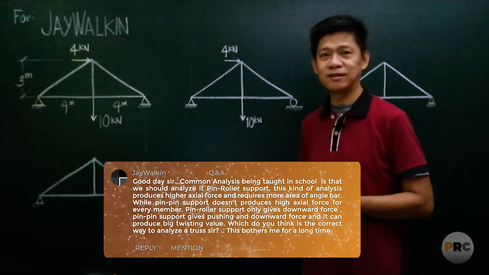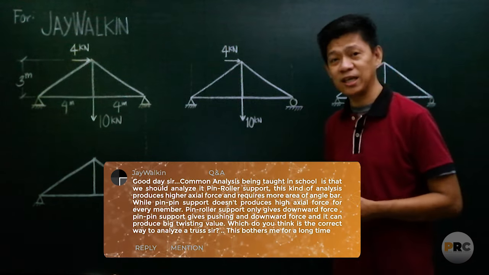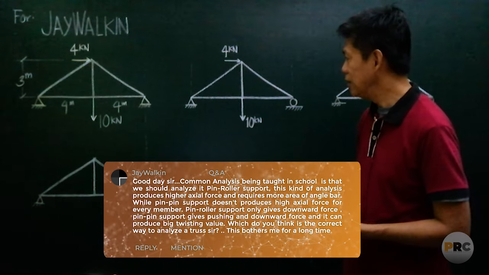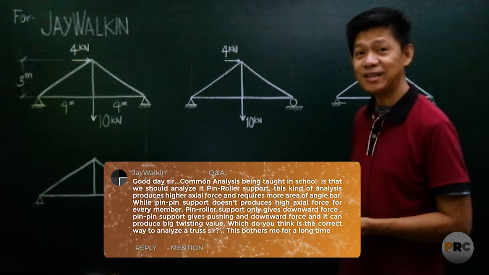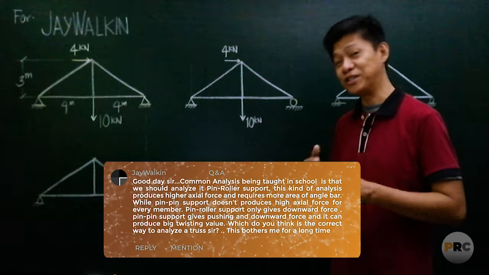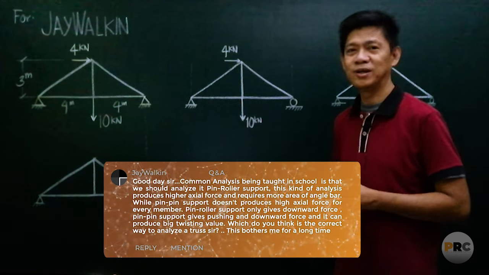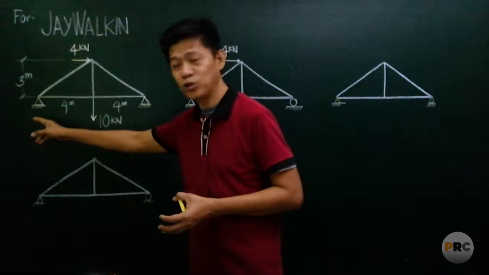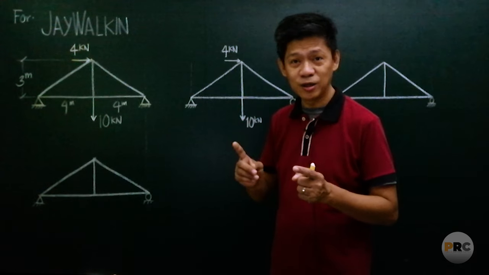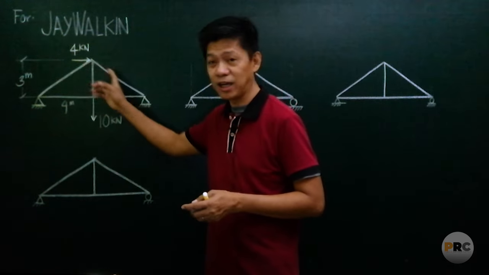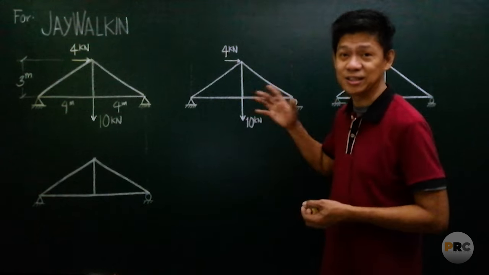Jay Walken raised three questions, actually, or three issues. Number one, in analyzing and designing a truss, we were taught in school to analyze it with hinge and roller support at the ends. Is that correct? Or is that okay? So there are two different issues there. Number two, he said, why not design it using a pin, using hinge supports, because it will result in smaller forces in the elements. Whether that is right or wrong, we will try to address in this discussion.